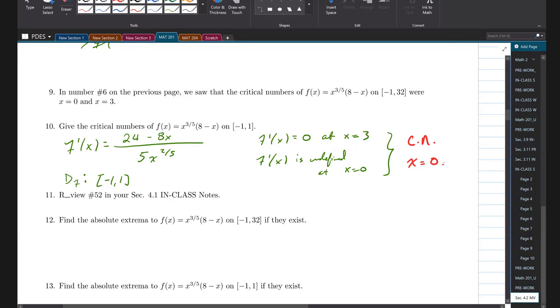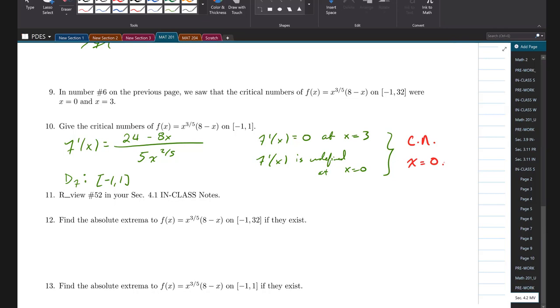Yes. It's fun. I can see the wheels turning even though I can't hear what you're saying. Folks, why is 3 not a critical number? It's not in the domain. It's not in the domain of the function as we restricted it. Okay?